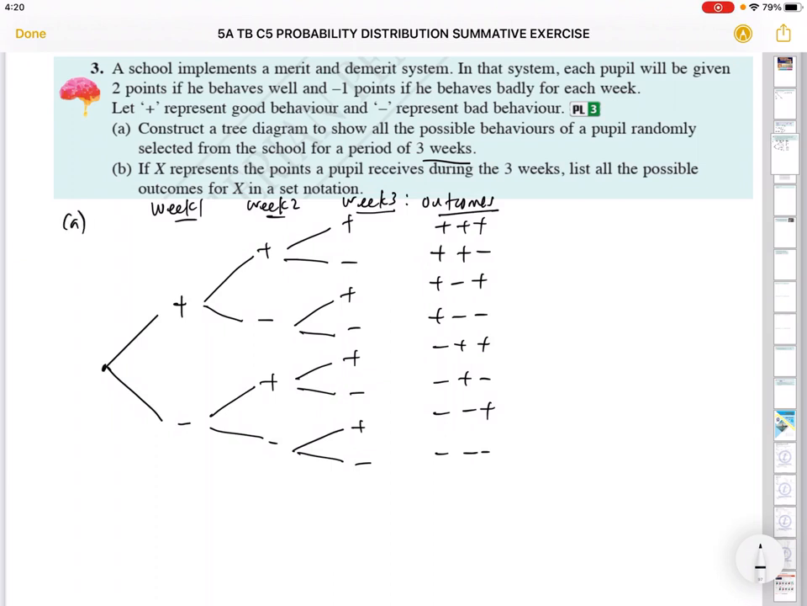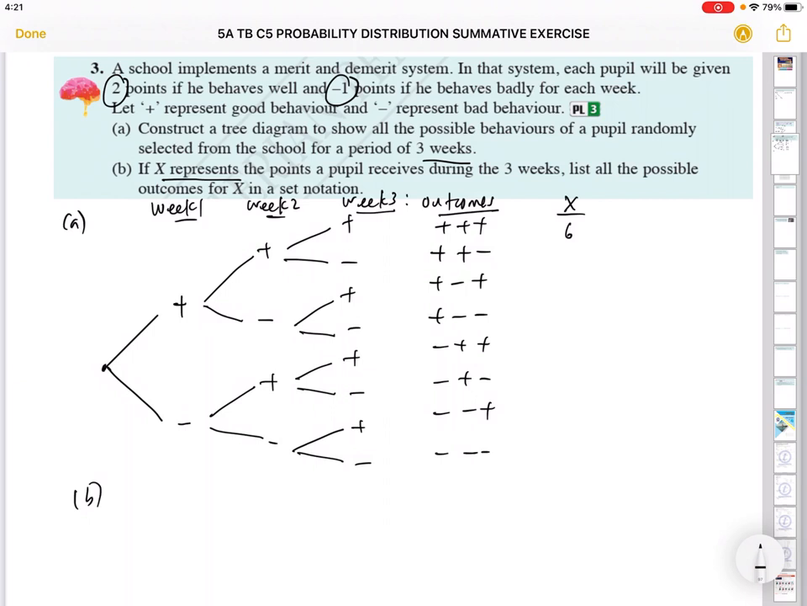You also need to know that in this case, we need to list the X values. Part A we want to construct a tree diagram, and we're done with that, but in part B we're finding X, which represents the points received during 3 weeks. If you get 3 plus, meaning each time you behave well, you get plus 2 points. So if you have plus plus plus, your outcome X will be 2 plus 2 plus 2, which is 6. If you get plus plus minus, you should get 2 plus 2 minus 1, right?